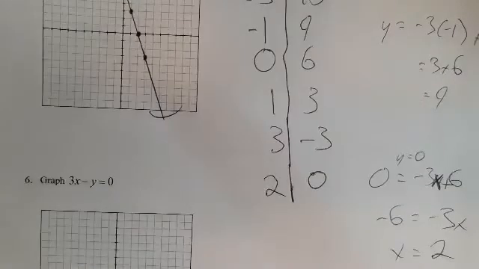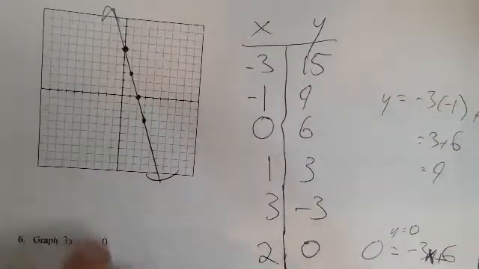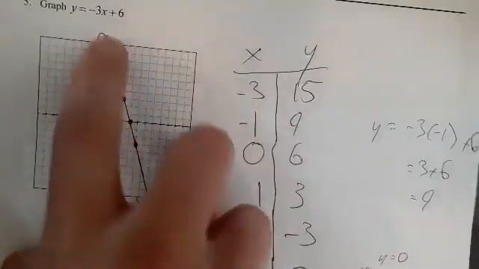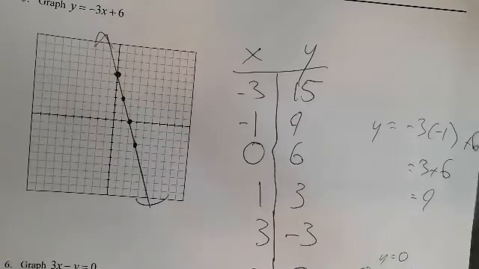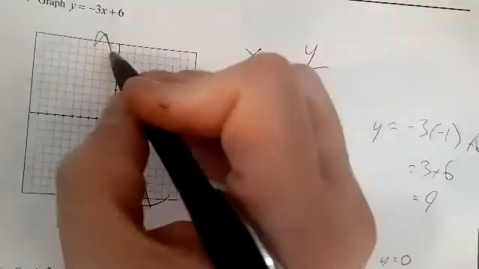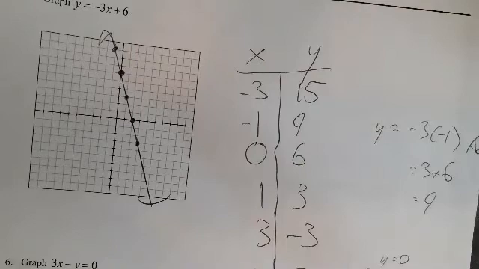Because if I look at this, what else do I have? 3, minus 3, minus 1, 9. Does it go through there? Yeah, it probably does, right? So I guess that one hit. But they don't always hit. It depends how straight you draw your line.